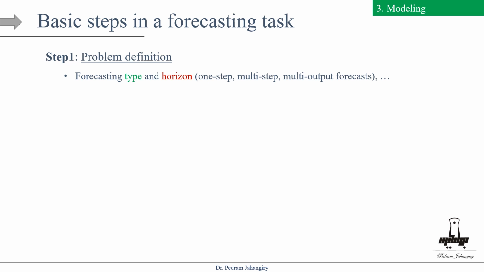So step number one, problem definition, right? This is the most important one. You have to sit and think hard. What is your time series task? What kind of forecasting are we talking about? What horizon are you thinking about? Is it one step ahead or is it multiple horizons? If it is multiple horizons, are you doing those forecasts all at once, multi-output, or iteratively, multi-step, right? So these are very important questions.